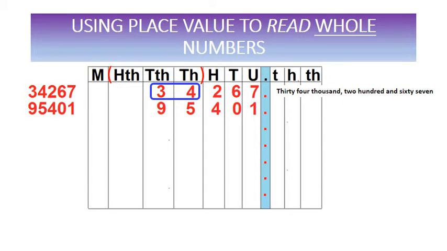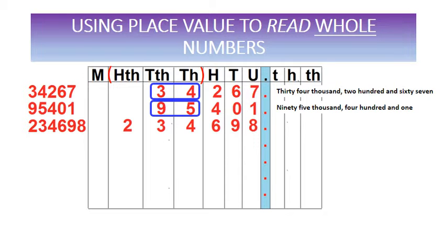Let's do the same for this one. If we group our thousands together, straight away we can see that we've got 95,000 there and 401. Here we've got an even bigger number. Let's group the thousands again, and we can read that as 234,698.